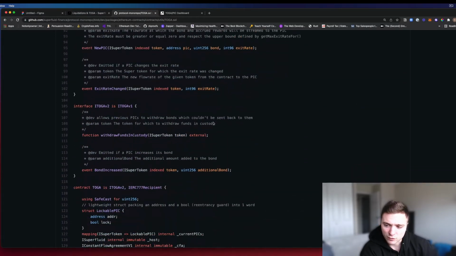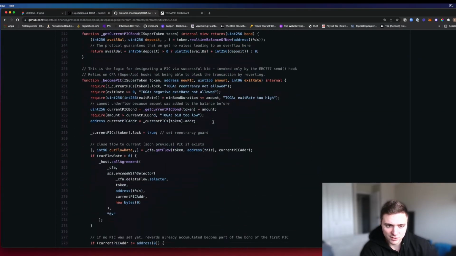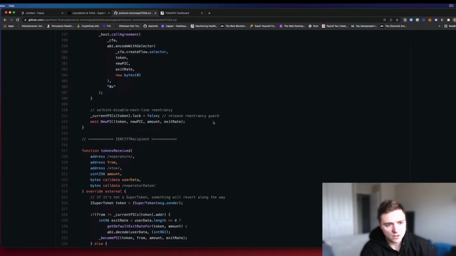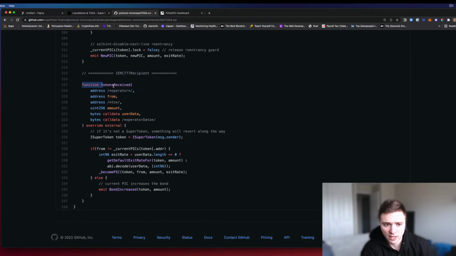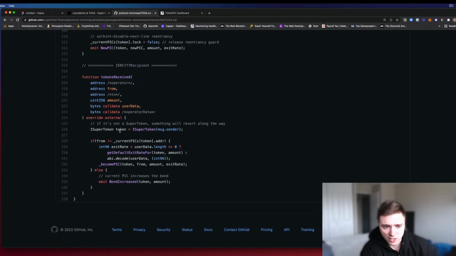But if we scroll down, we can see where the logic is actually taking place, and it's happening inside of this ERC777 callback, right? So we use the tokens received callback, and all we do is we check which token was sent, we check what the current staked amount is, and if the new amount of tokens sent to this contract is greater than that current amount, then we will change who the PIC is. Okay?